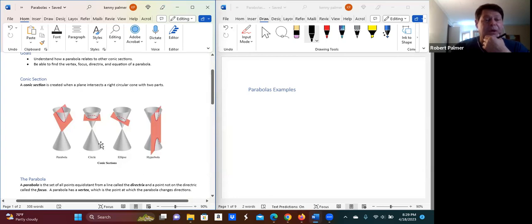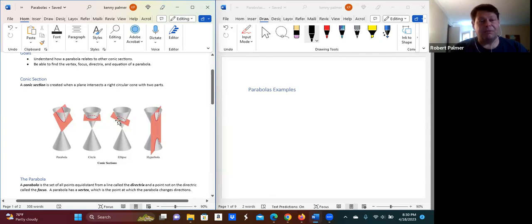You have a cone, like a two-part cone, like two cones pointing at each other. Right circular means basically that the axis, the middle of the cone, is at a 90-degree angle with the base. Some cones can be tilted or twisted; these are not. They basically point toward each other. If you cut across these like a flat sheet, you can get different kinds of figures. If you cut straight across, perpendicular to the axis, the line that goes right through the middle, you create a circle.